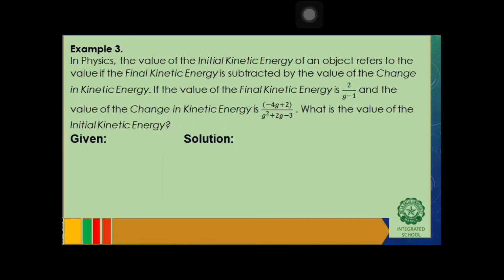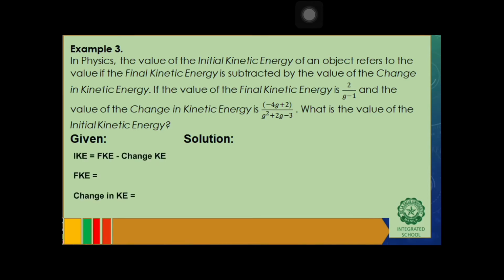Example number 3. In physics, the value of the initial kinetic energy of an object refers to the value if the final kinetic energy is subtracted by the value of the change in kinetic energy. If the value of the final kinetic energy is 2 over g minus 1, and the value of the change in kinetic energy is negative 4g plus 2 all over g squared plus 2g minus 3, what is the value of the initial kinetic energy?